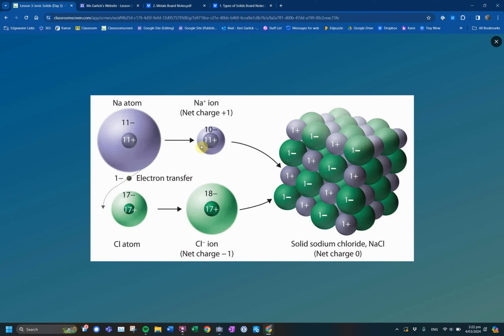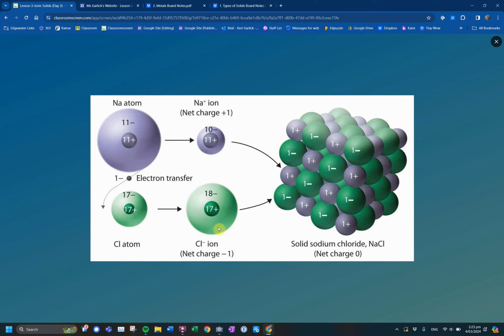And because it's lost that one electron, it needs to go somewhere. So it's gone to that chlorine atom. It has gained the one electron to complete its electron shell, and it now has a negative charge because of that imbalance between the protons and the electrons. Are we okay with that so far? So when we are thinking about what particle makes them up, the particles are the ions. That's the slight difference now, so we have to be really careful with the terminology.